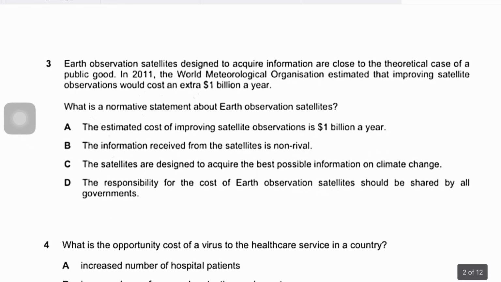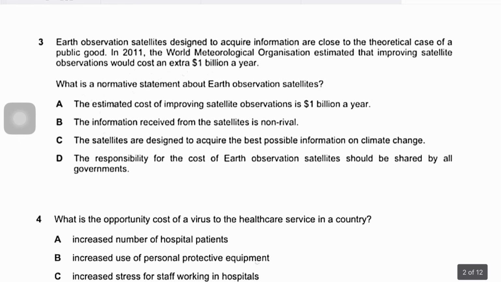The next question, number 3, says Earth observation satellites designed to acquire information are close to the theoretical case of a public good. In 2011, the World Meteorological Organization estimated that improving satellite observations would cost an extra billion a year. What is a normative statement about Earth observation satellites?